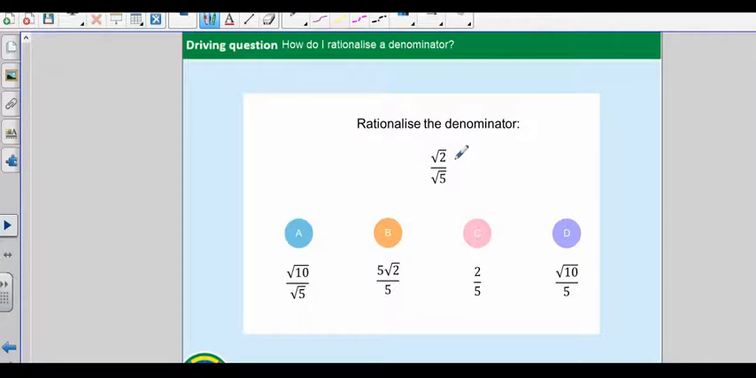Here we'd multiply by root 5, which would give me root 10 over root 25, which would give me root 10 over 5.